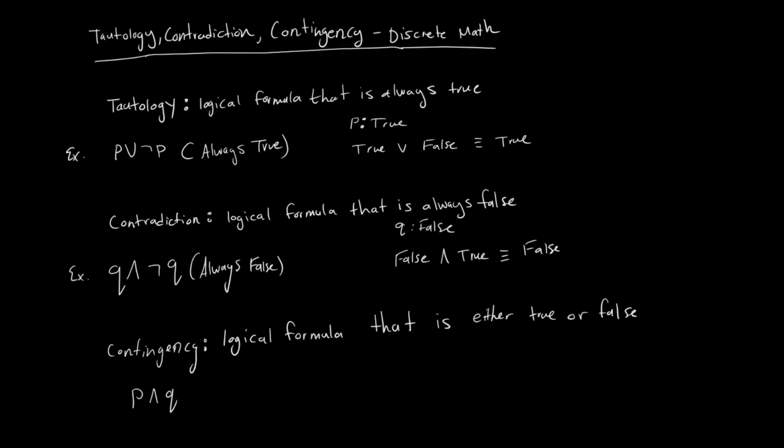And finally, we have a contingency. A contingency is a logical formula that is either true or it is false. So let's look here. Let's say, in this case, P is true, and Q, in this case, is false. So if I have P is true and Q is false, if I have true and false, this would be congruent to false.